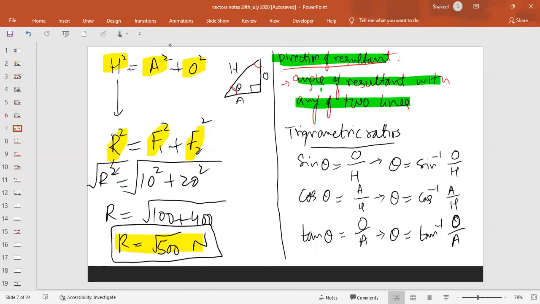For the direction of the resultant, you have to find the angle of the resultant with any of the two lines. For that, you have to use trigonometric ratios. You know that sine theta is opposite over hypotenuse, cos theta is adjacent over hypotenuse, and tan theta is opposite over adjacent. So whatever value you have, you can use that and simply take the inverse of that. So that's how you can find the direction.